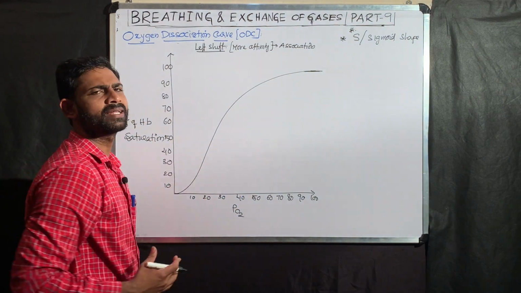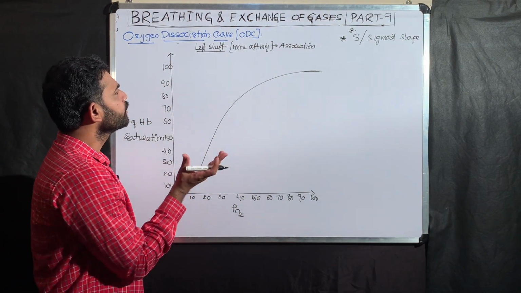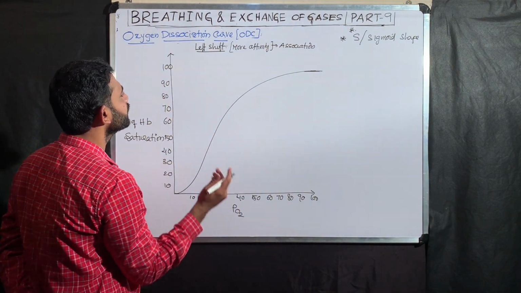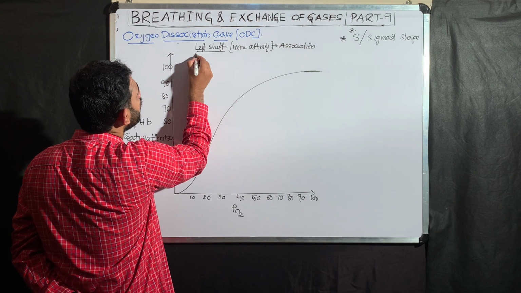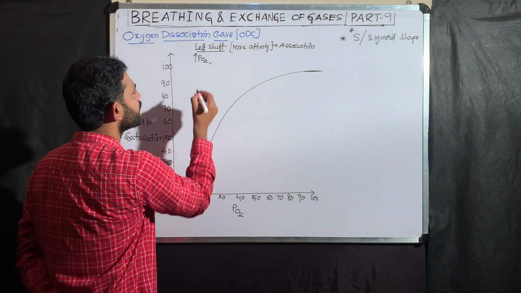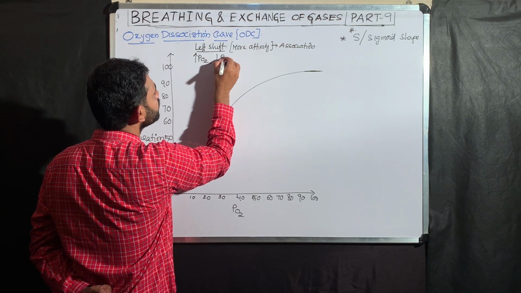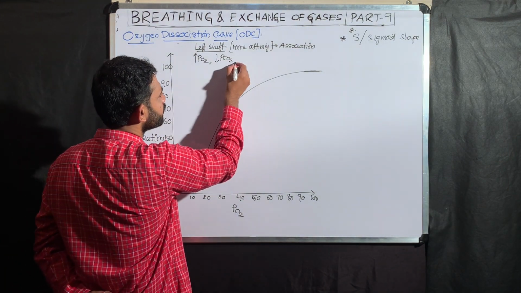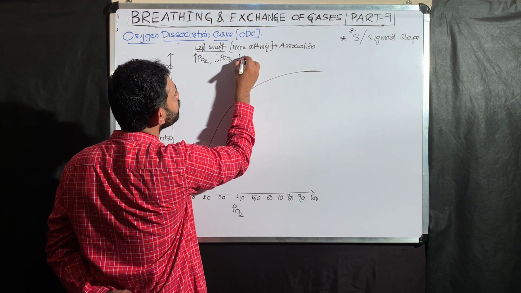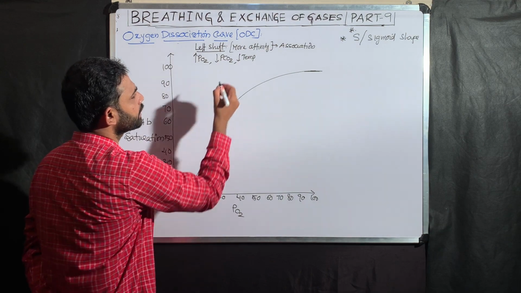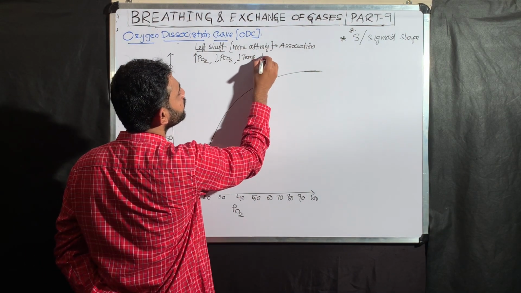So, left. What are the factors that influence the standard ODC towards the left side? As we know, high PO2, high partial pressure of oxygen, low PCO2. Now, I already said these conditions. The next one is low temperature. The next one is high pH.